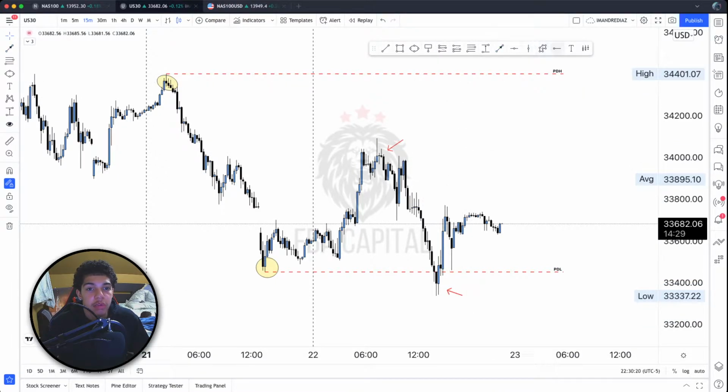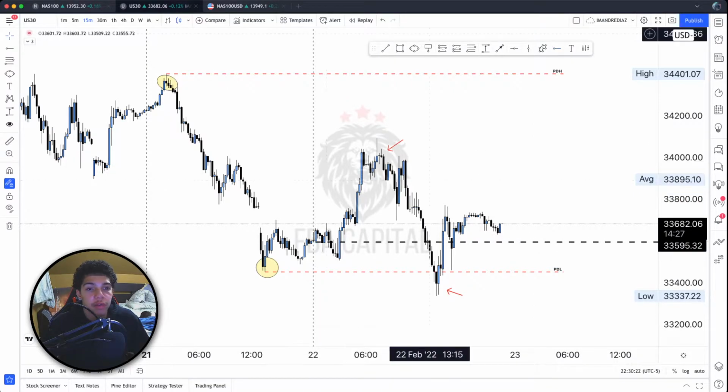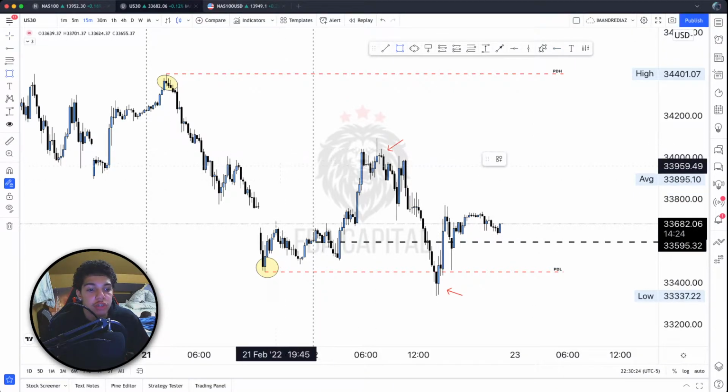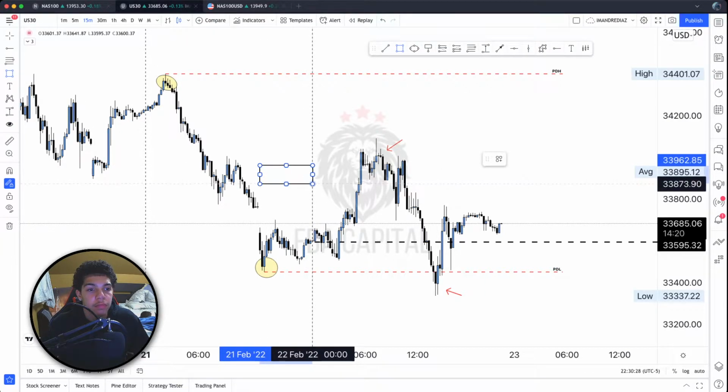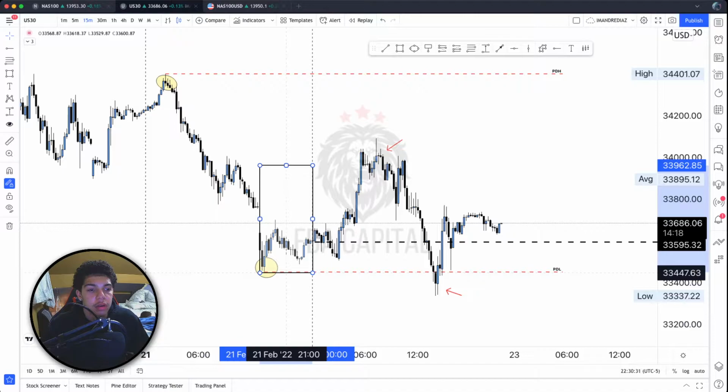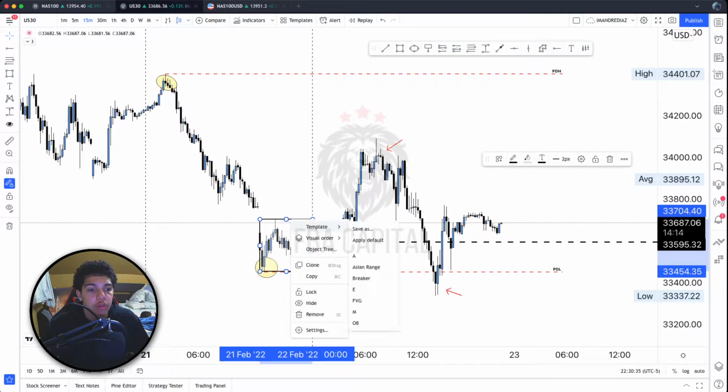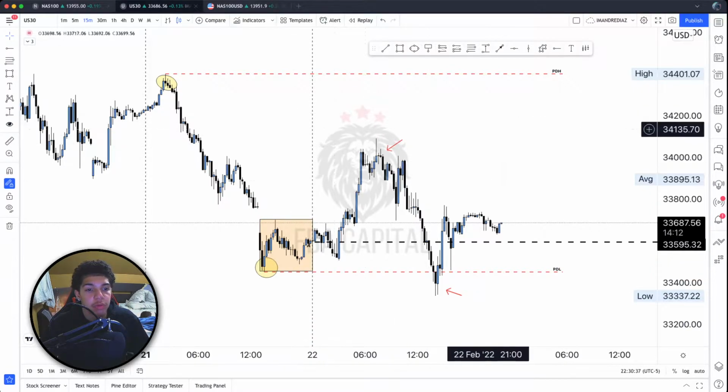Now let me get the 12 a.m. open, which is right here, and then I'm going to get the previous day's Asian session range, which is going to be right here. Let's get that in there. We had a little gap in here, so the range is a little bit off, but nonetheless, it's still going to be able to be used.